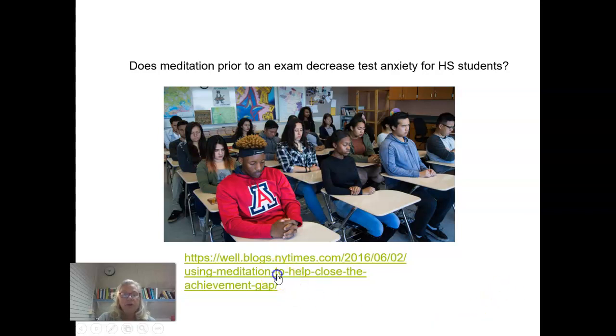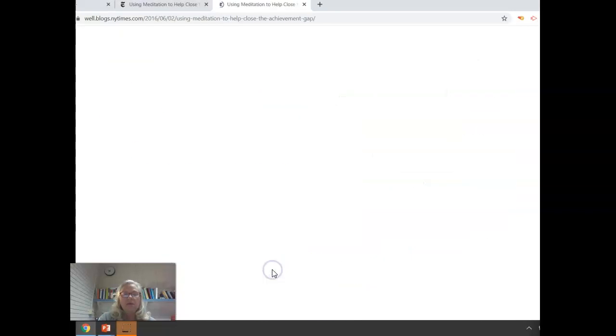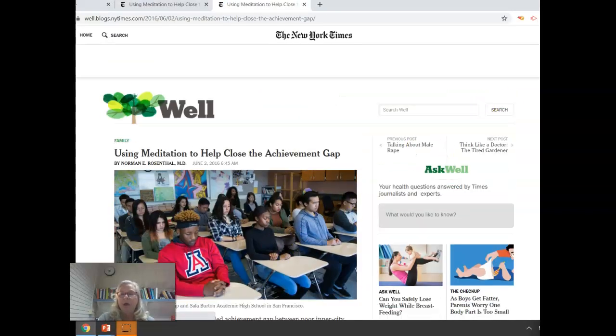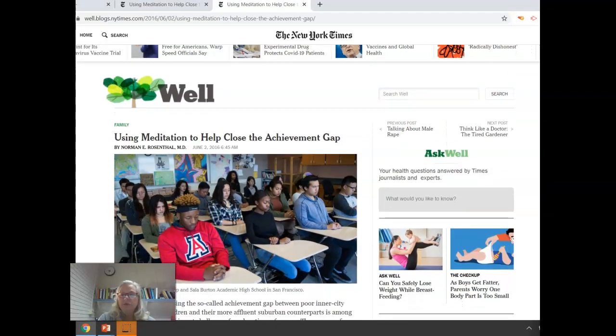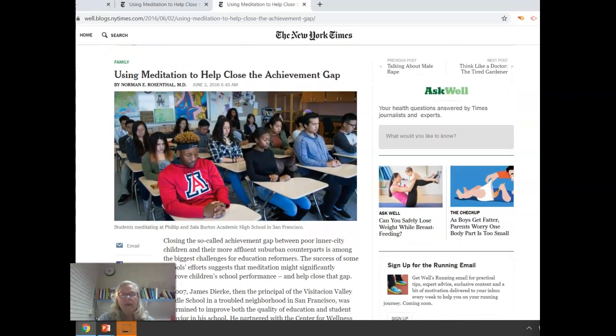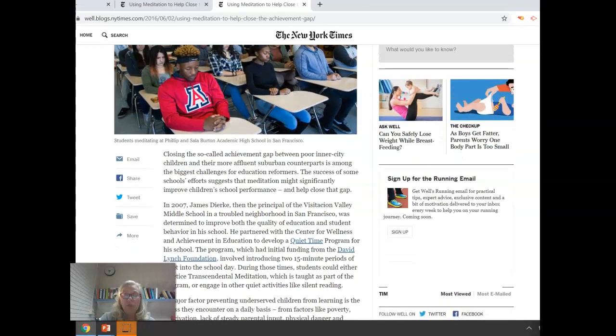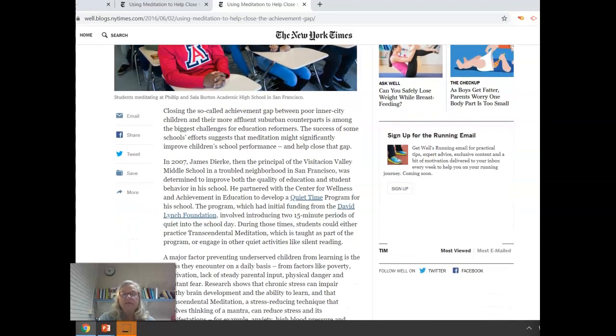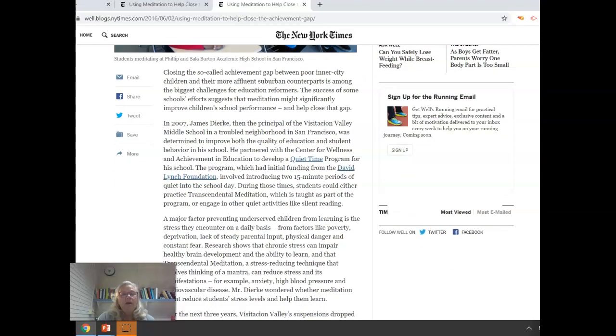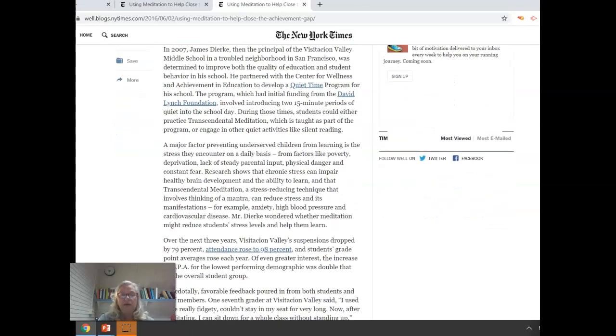A couple of years ago, I ran across an article about how meditation was being used to help close the achievement gap at an inner city school. What they did was provide two 15-minute periods of quiet time, and students could practice some form of meditation, or they could engage in other activities like silent reading.